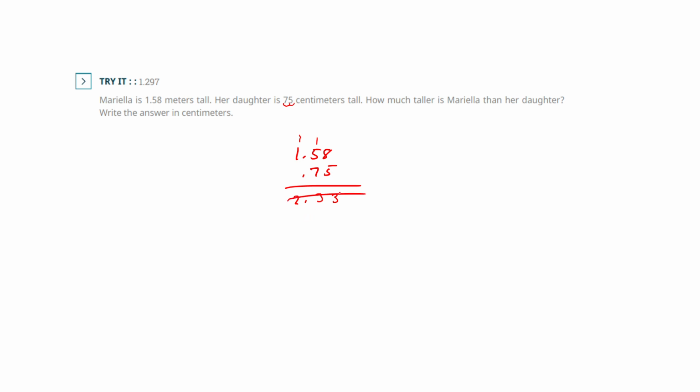Oh, you know what? It wasn't asking me to add them. Hold on, I did this whole thing wrong. It was asking me how much taller she was, so I needed to subtract them. Okay, so I'm going to borrow over here. So she's 0.83 meters taller.